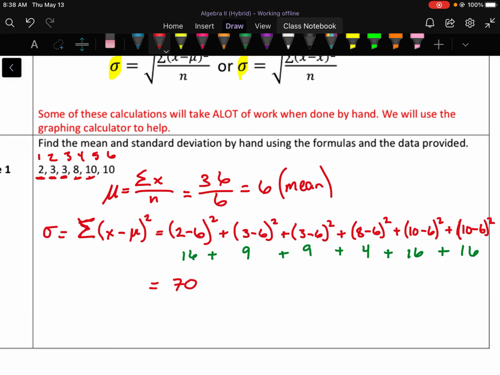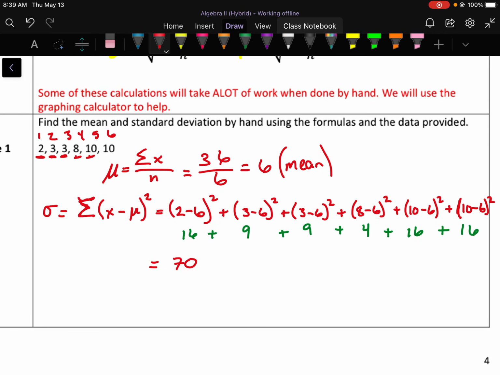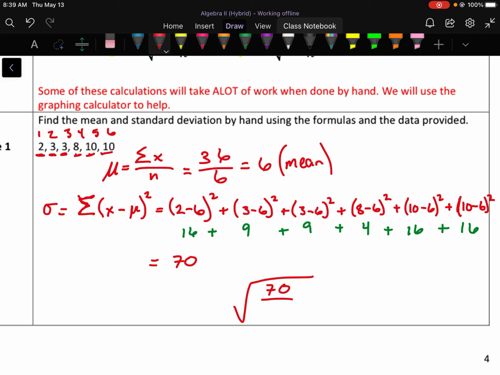That's fine. Okay, but if you go back up to the formula, all we found was this first part here. We took the sum of each x value minus the average, and we've squared it. We ended up with 70. So now we need to take the square root of that number that we got, 70. Then we have to divide it by n, however many data points we have, which is 6, we said. So you're going to have to bust out the calculator for this one.